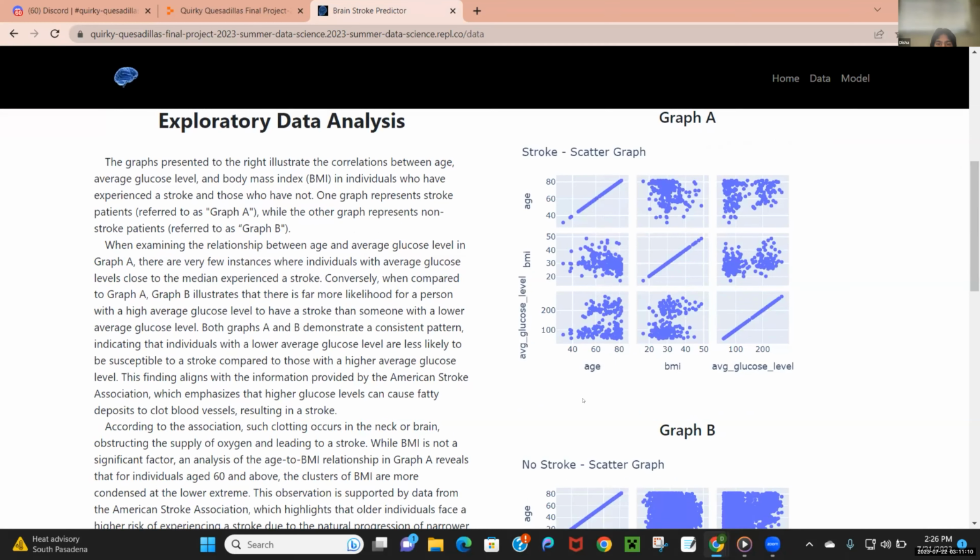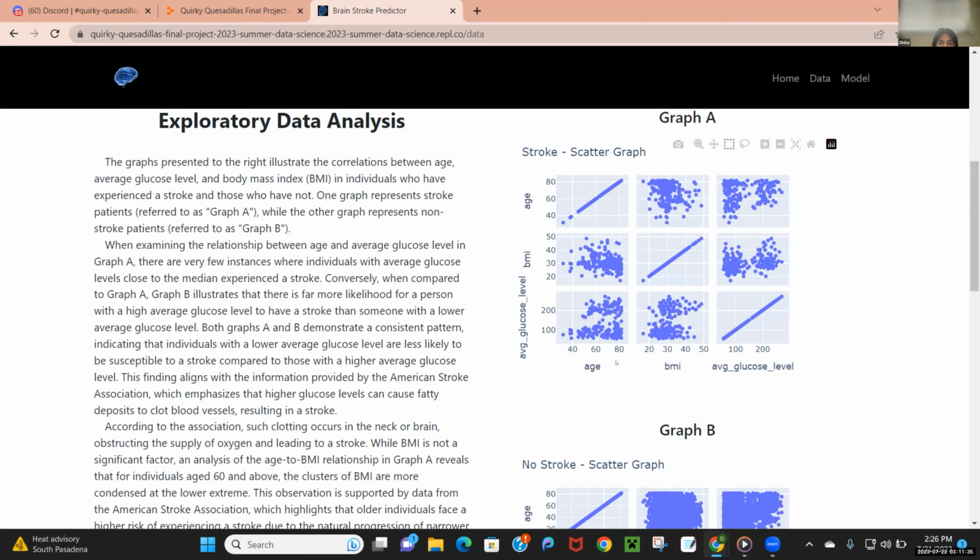So the two main graphs on the right depict connections between average glucose level, BMI, and age with stroke patients and non-stroke patients. According to the graph of stroke victims, which is the one on the top, people who have higher average glucose levels are more likely to have a stroke than those who have lower levels. For both of the figures, people with median average glucose levels are less likely to experience strokes.